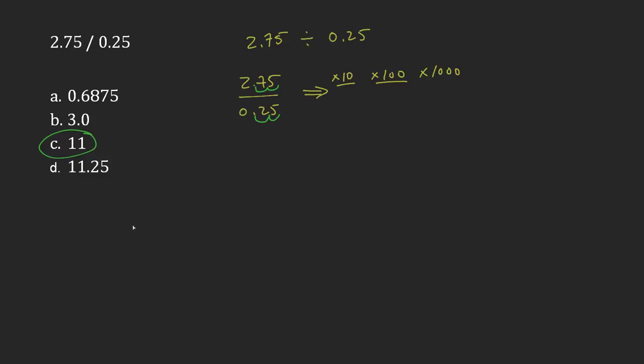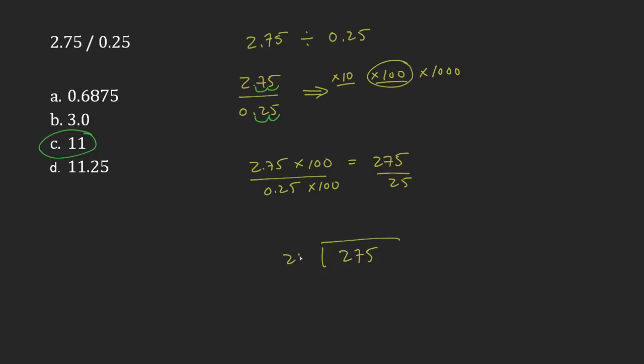Let's try that out. So 2.75 times 100 is going to be 275, and then 0.25 times 100, it has to be the same as what I'm multiplying on the top. Whenever you're changing a fraction, you have to change the bottom and the top by the same amount. So this is going to be 25.